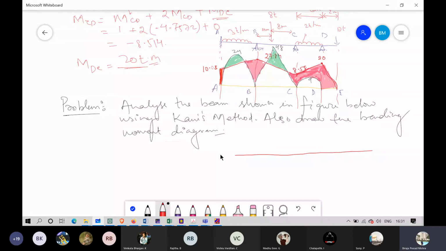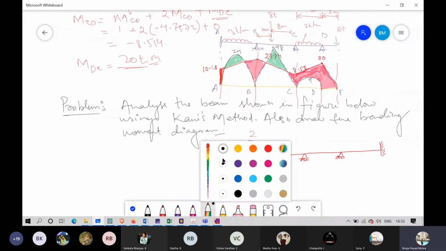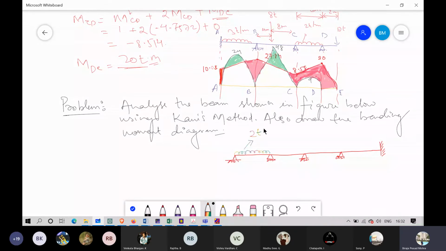So this end is hinged. Here we have another support, this is also hinged. Again, here we have another support, this is also hinged. This one is also hinged, followed by this one, which is fixed. Okay, and here the magnitude of this one is 2 ton per meter.